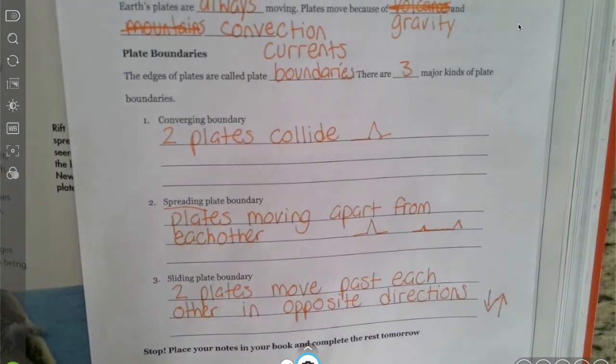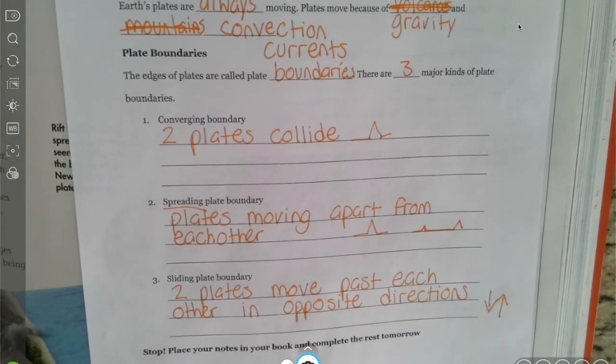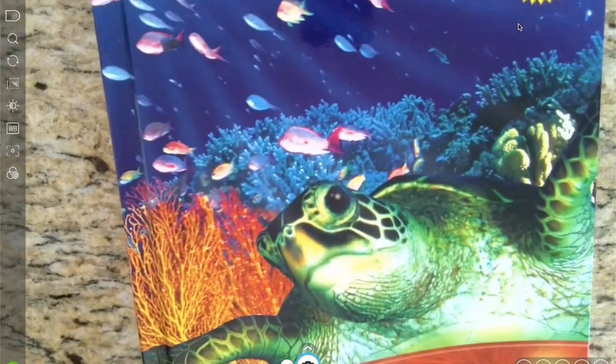I just want to go through these three different types of boundaries. Tomorrow we are going to be looking at why these plates and boundaries are so important to what causes earthquakes and volcanoes. So for right now, I want you to just put your notes in your book, and we will go from there tomorrow.